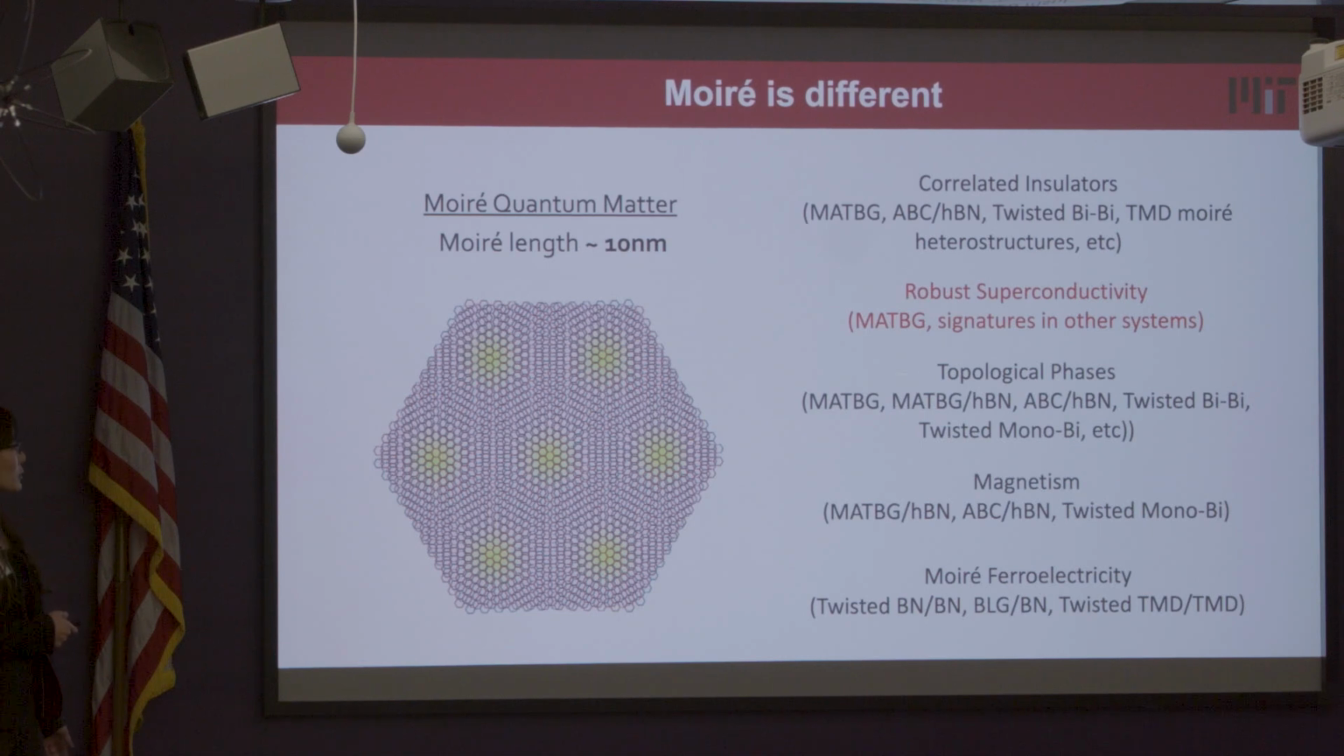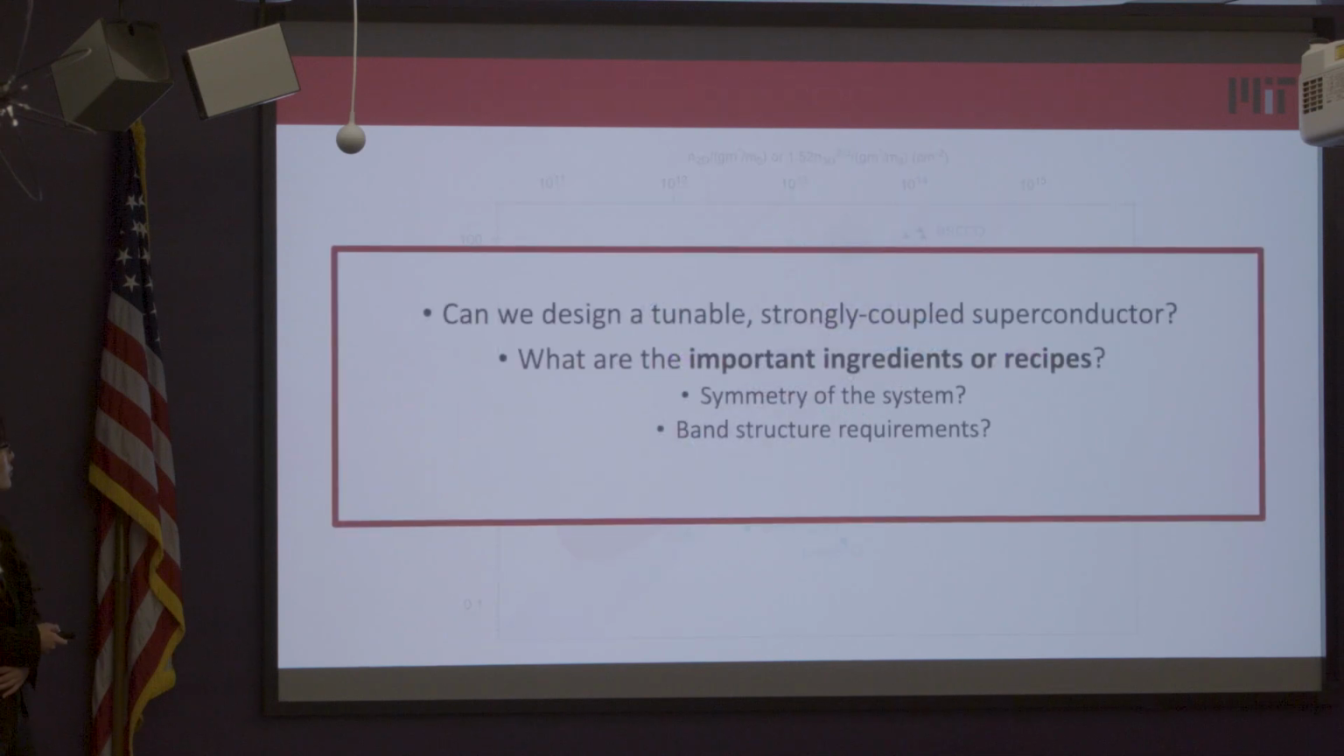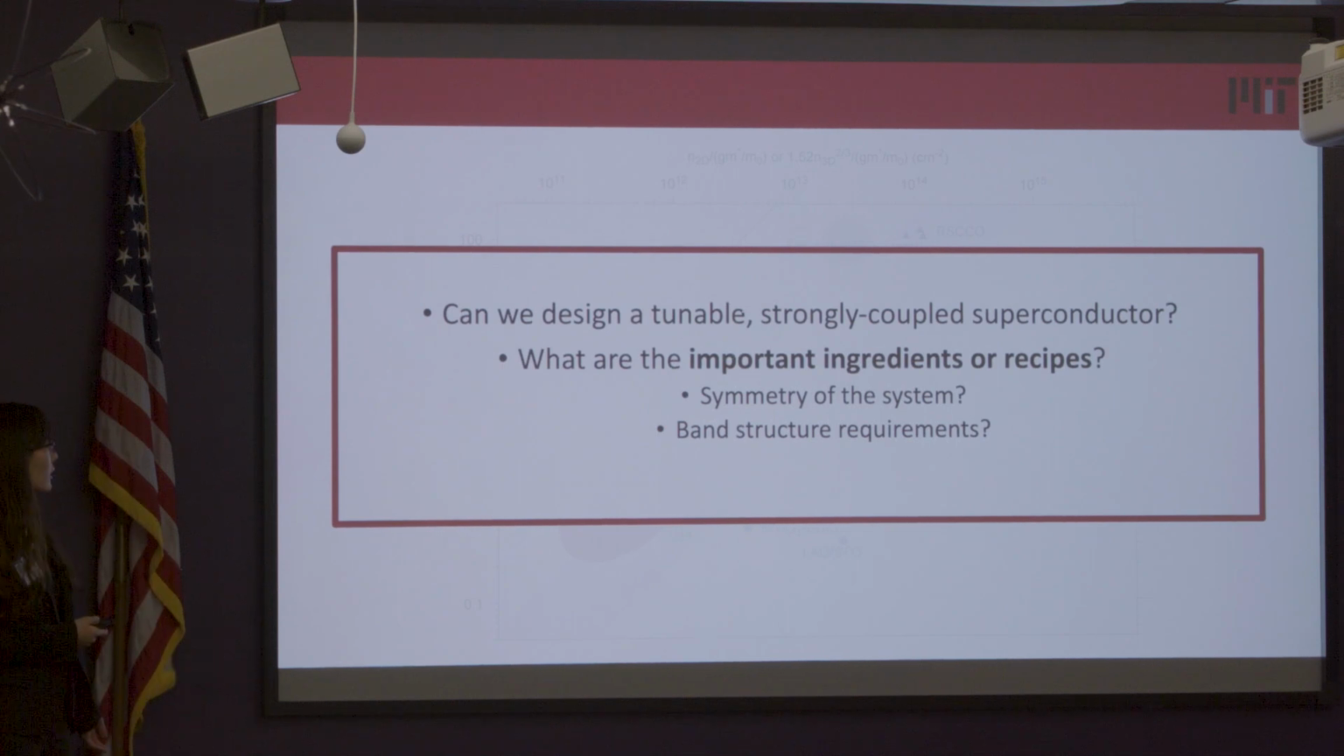And having just a single material or a single system, it's hard to really understand the origin of it. And also, as I showed you in the previous slide, we have a motivation for finding more systems in this low density, high Tc, strongly coupled superconducting region. So the questions at the time were: can we design or find a tunable, or even better, strongly coupled superconductor using this Moiré engineering? And if so, can we find some more general important ingredients or recipes for forming such robust superconductivity?